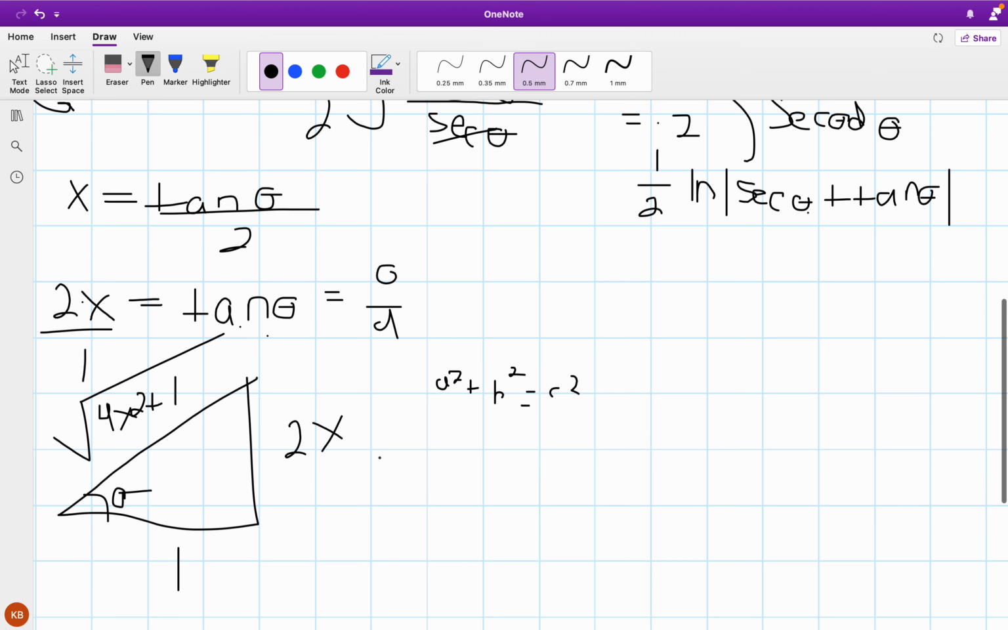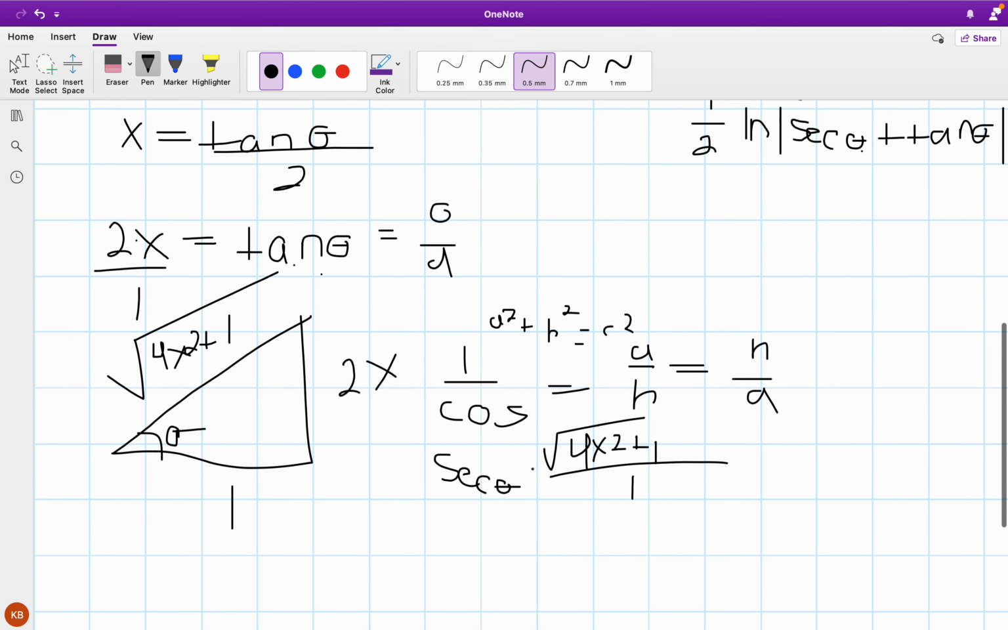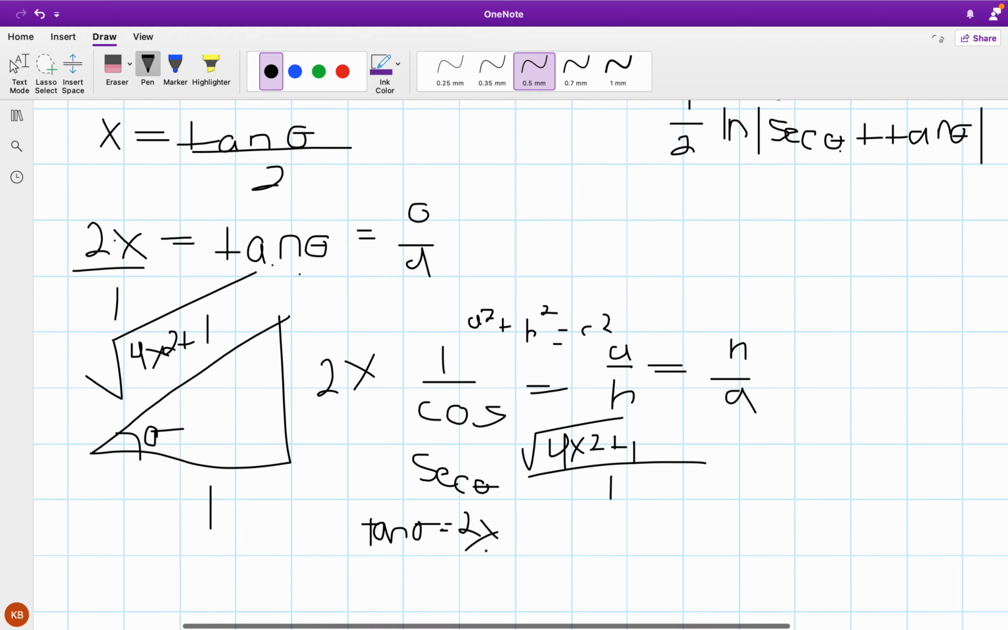So secant theta equals 1 over cosine, and cosine equals adjacent over hypotenuse, which would mean we'd flip it because it's 1 over cosine, so it would be hypotenuse over adjacent. So secant theta equals the square root of 4x squared plus 1 over our adjacent, which is 1. And our tan theta, like I just said, is opposite over adjacent, so it's going to be 2x. So now we can plug it in.